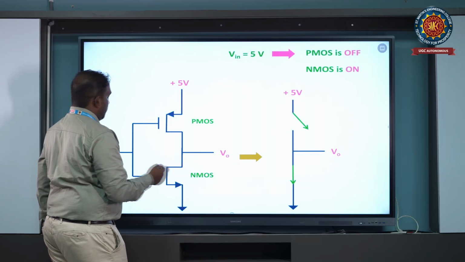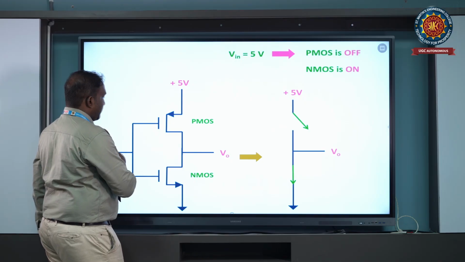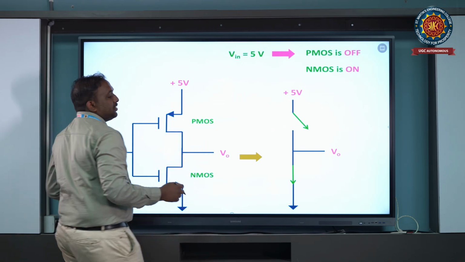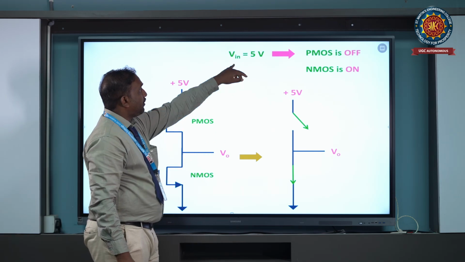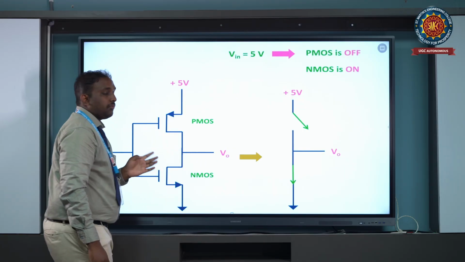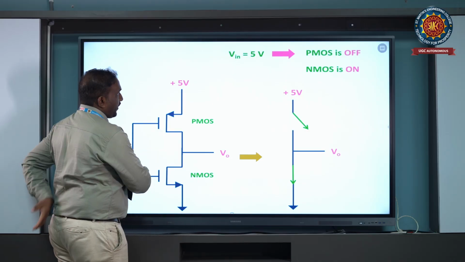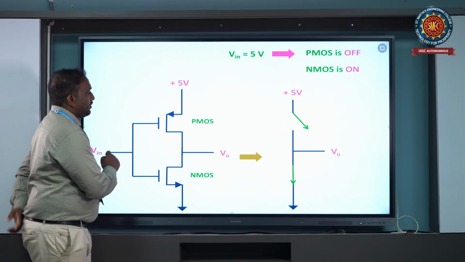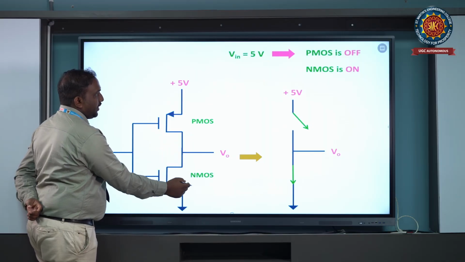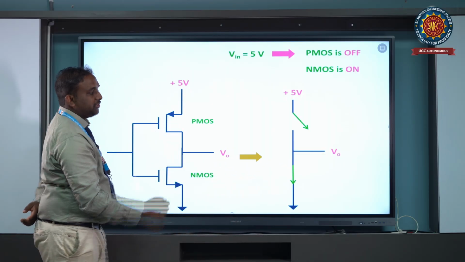When we are applying 1 as input, 5 volts, PMOS is in off condition. 1 means 5 volts. In logical digital values, we are applying 5 volts as the binary value 1, and 0 volts as logical 0. V in means we are applying 5 volts here. 5 volts means PMOS will be in off condition and NMOS will be in on condition. Okay, like this. Output will be 0.